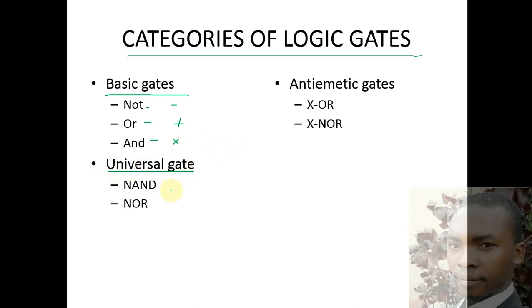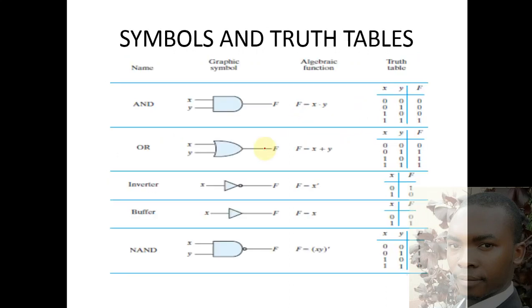Universal gates are the NAND and the NOR gate. Then there are the arithmetic gates, I think there is some small error here, if I'm not mistaken. The exclusive OR and the exclusive NOT are also there.